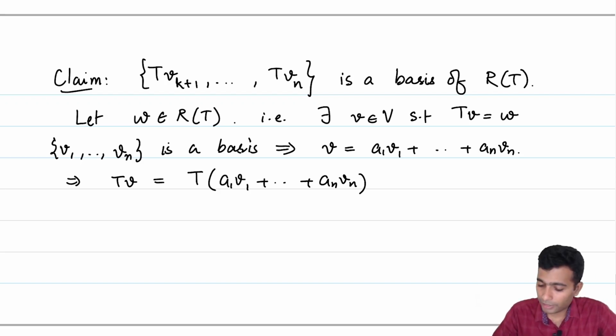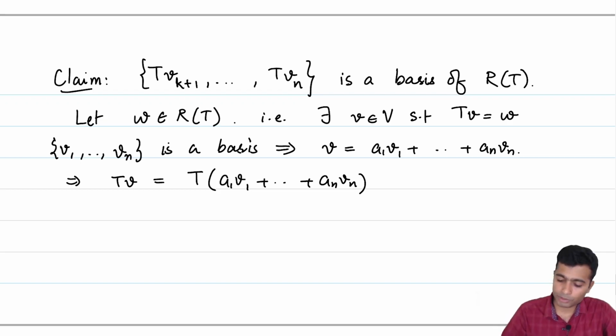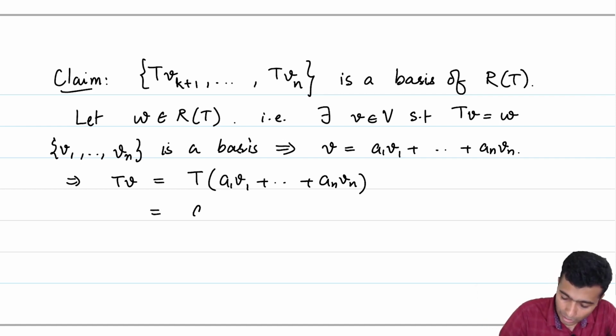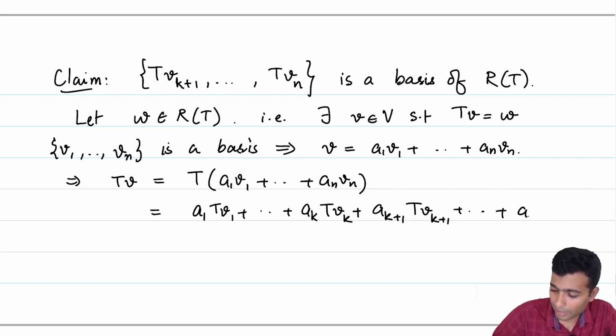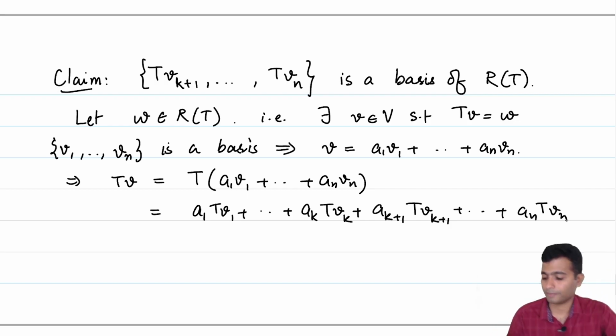By the properties of linear transformation and an induction argument, you can show that this is equal to T of A1 V1 plus T of A2 V2 plus up to T of An Vn, and then you can show that this is equal to A1 T V1 plus A2 T V2 plus up to AK T Vk plus AK plus 1 T Vk plus 1 plus up to An T Vn.